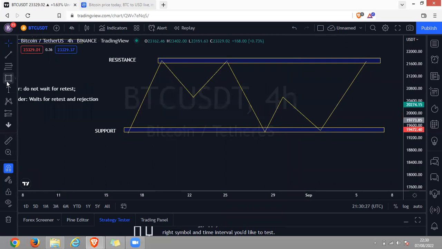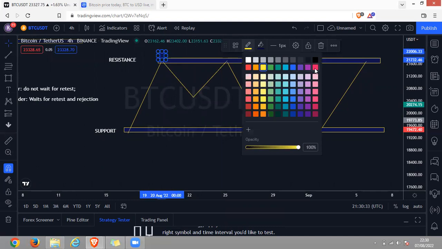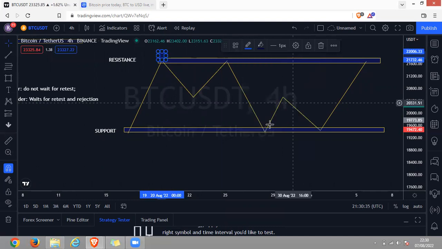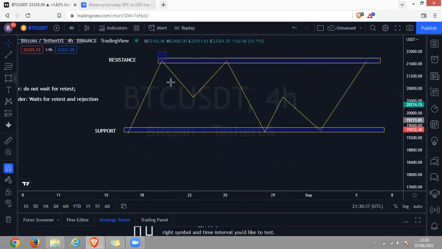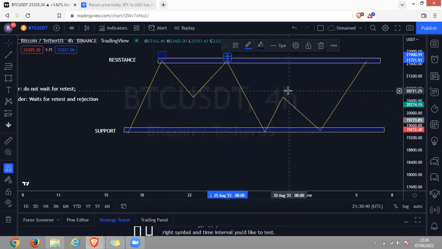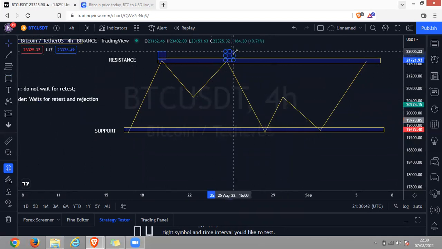Now, let's look at this point. When you get here, we have a point here. Let me change the color. Okay, let me change the view. And you have something like this. What does it tell you? This is a double top. This is a double top.